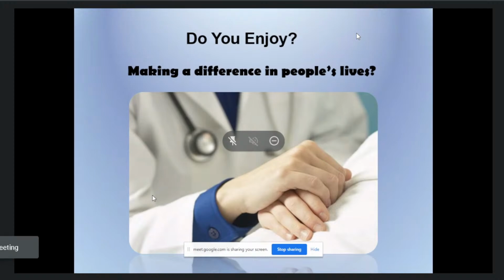So the first question is, do you enjoy making a difference in people's lives? It is not a new thing, we all know how we can make a difference in people's lives while pursuing any cancer-related career.